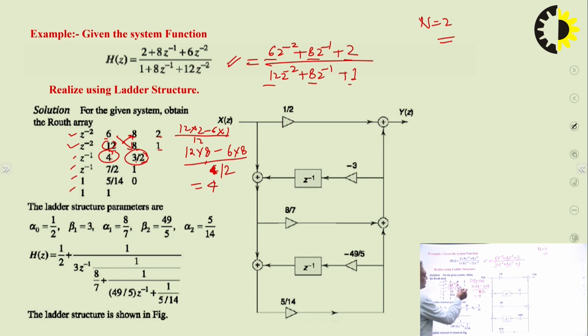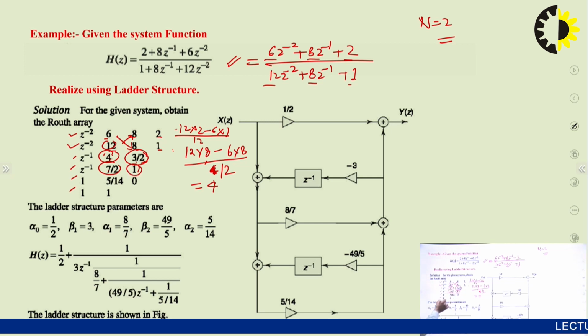And for solving this value, there needs to be some term over here. If there is no term here, then all these values are 0. So now you have 3 terms. Now this term will be obtained by 4 into 8 minus 12 into 3 by 2, upon 4. So we will get this term: 4 into 1 minus 12 into 0, upon 4. So it will be 1. Like this, we will complete this Routh array. So the next terms will be 5 by 14 and 1.